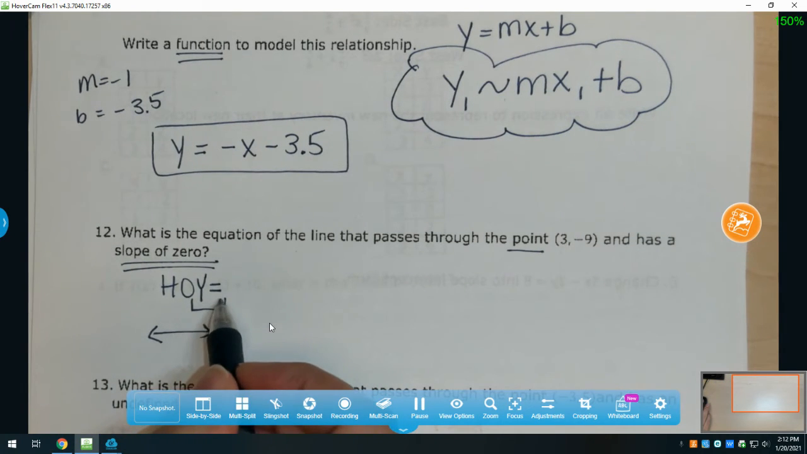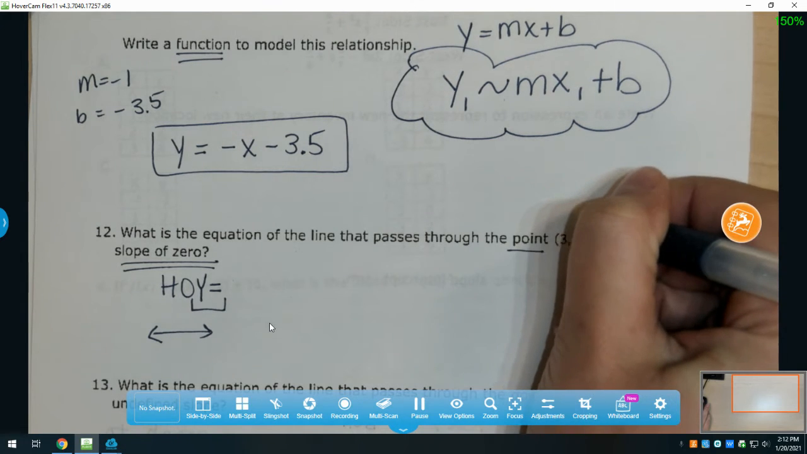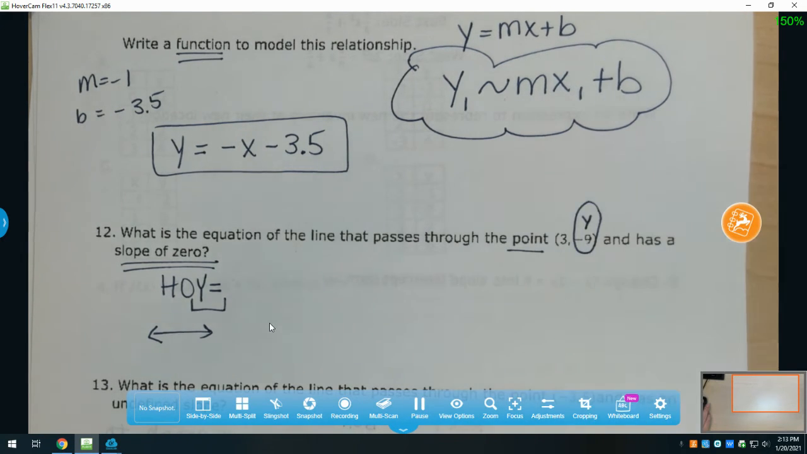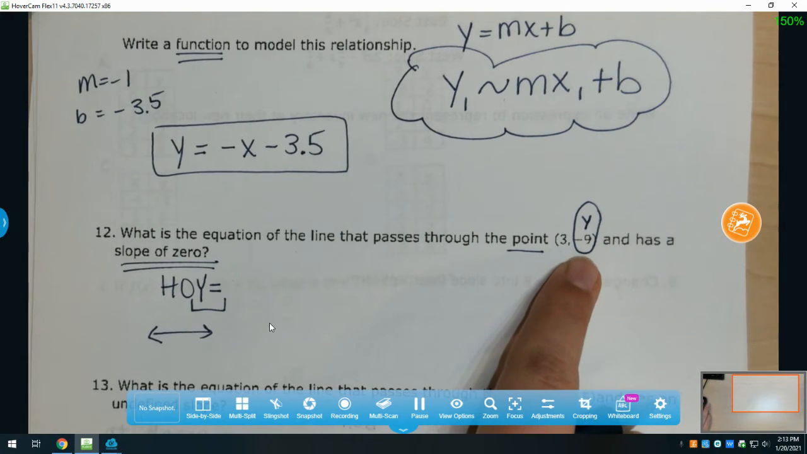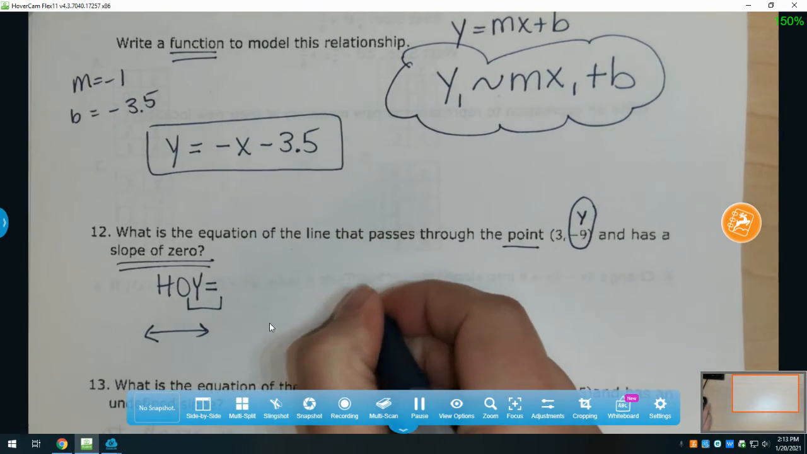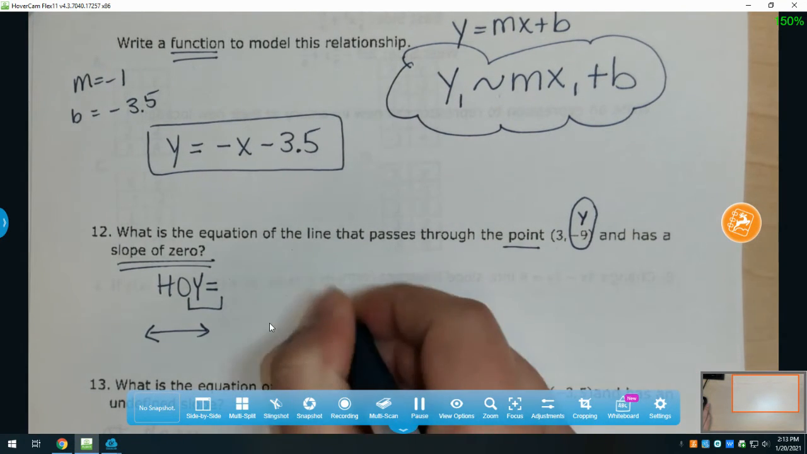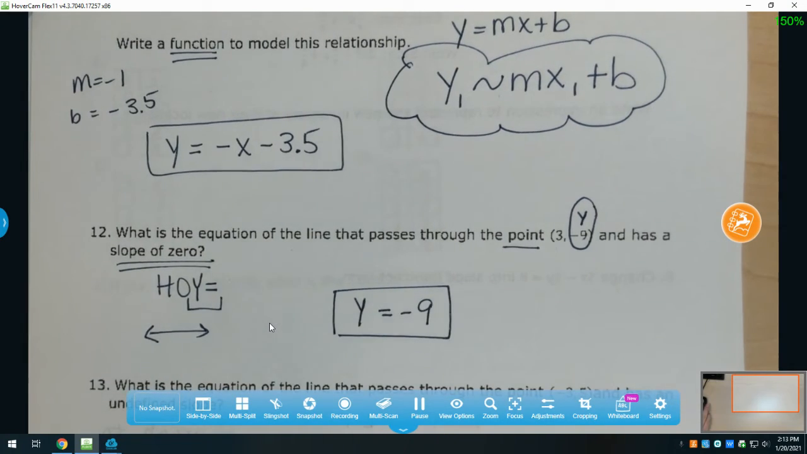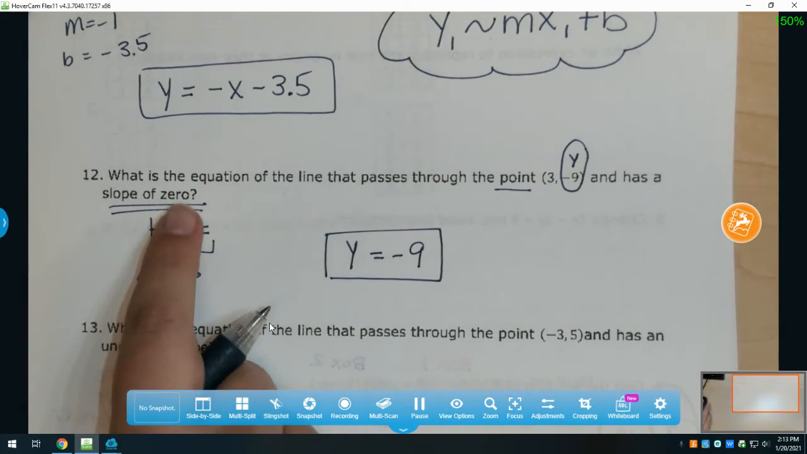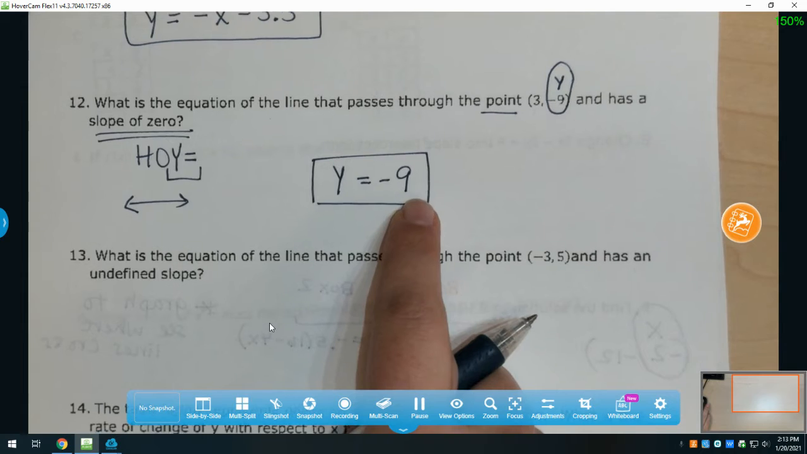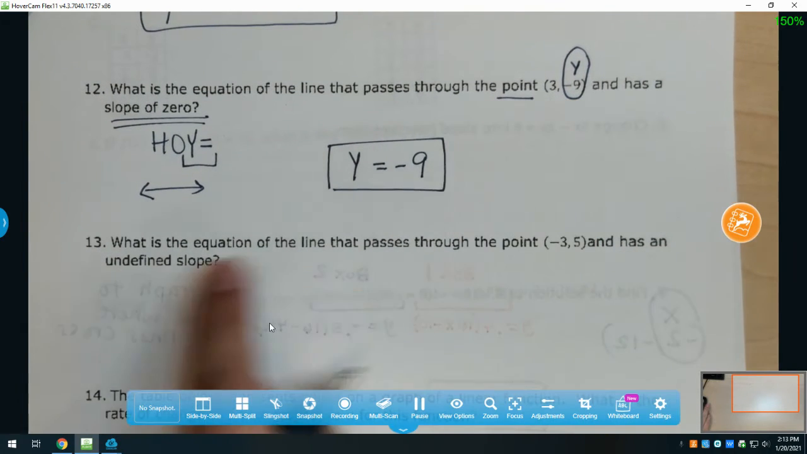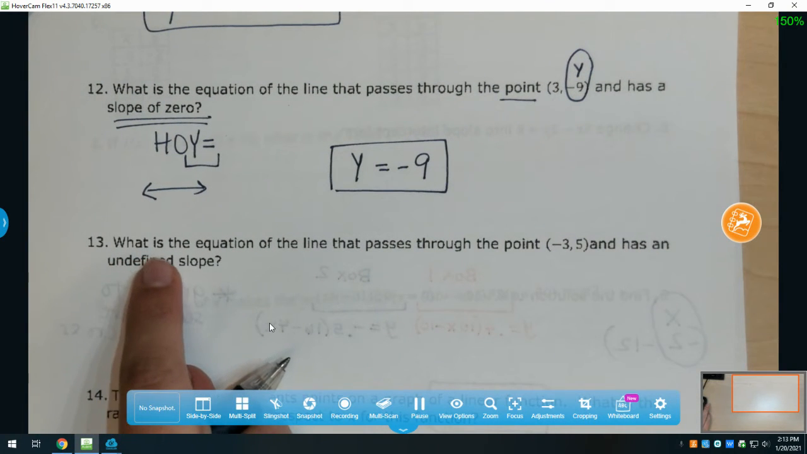This part represents what the equations look like of horizontal lines. So those are y equals equations. So our equation for this line is simply y equals negative 9. And of course you could graph it and see it's going to be a horizontal line that passes through this point. So we're going to take that same idea and look at 13.